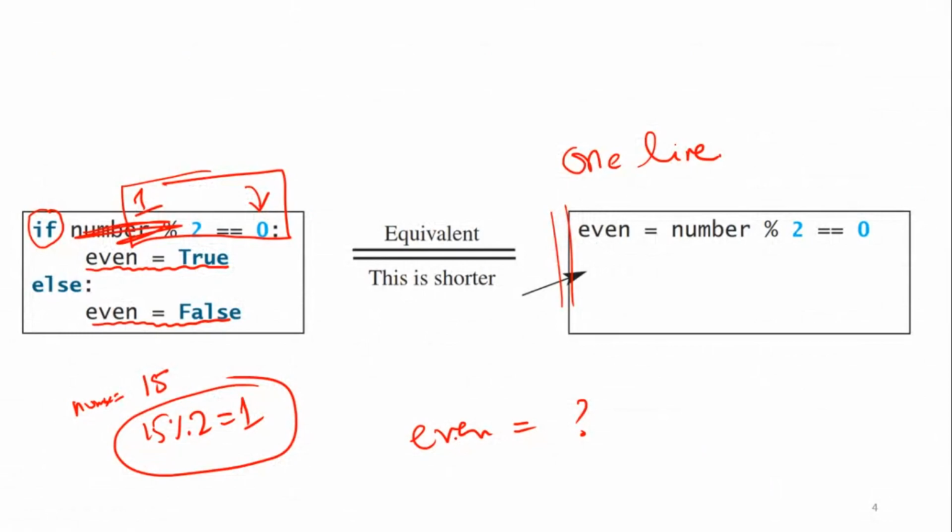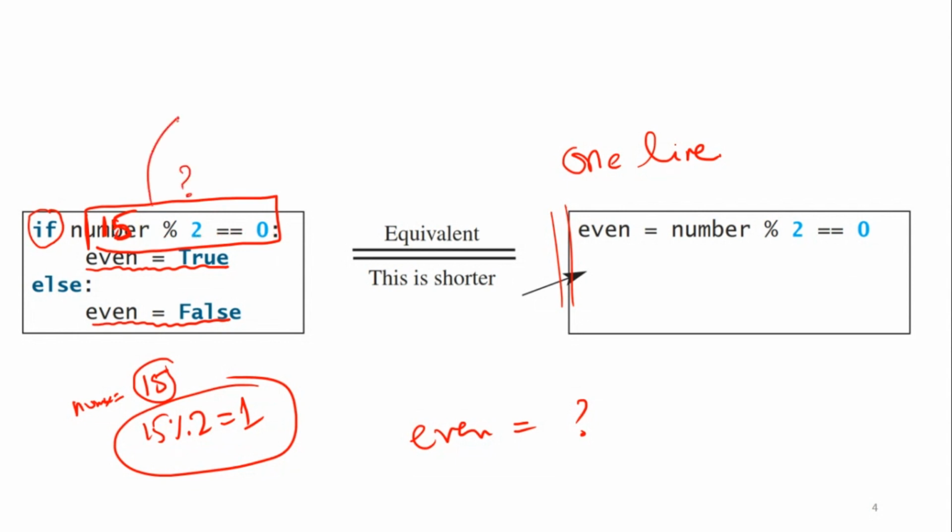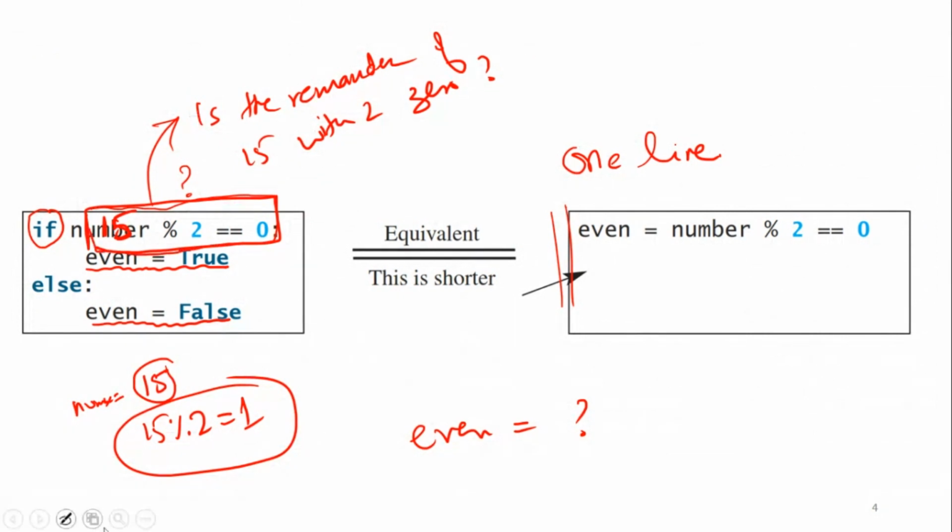So what is even? Even is true or false? Let's look at this. The number is 15. Is this statement true or false? 15 remainder 2 equals 0. How do we read this? Is the remainder of 15 with 2 equal to 0? I'm asking this question. Is this statement true or false? Yes, this statement is false.